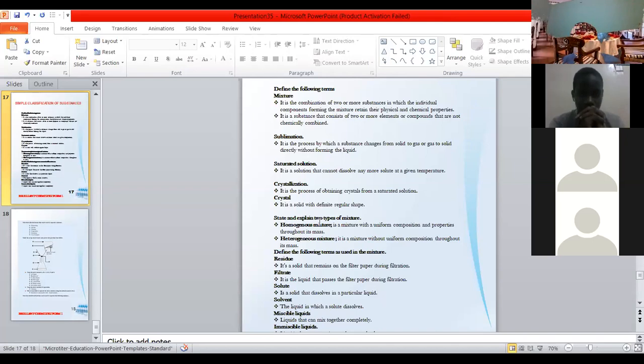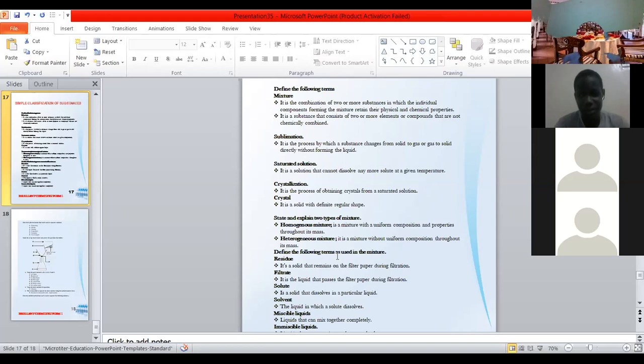State and explain two types of mixture. We have two types of mixtures. We have homogeneous mixture. What do you understand by the term homogeneous? And heterogeneous. Homogeneous means they form one layer. It is a uniform mixture where there is no different layer. It is only one layer that is formed between the mixture of the solution that you have. So it's a mixture with uniform composition and properties throughout its mass. And heterogeneous is the opposite. It is a mixture without uniform composition throughout its mass.